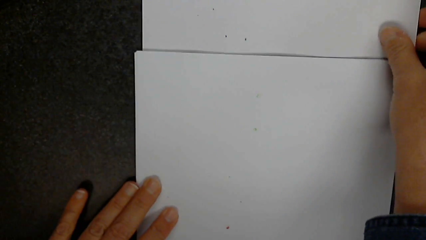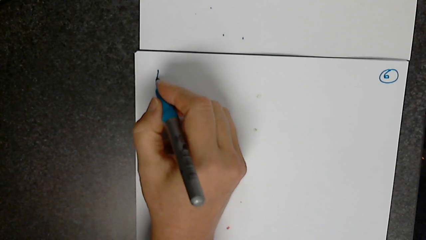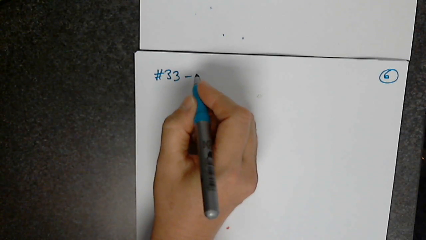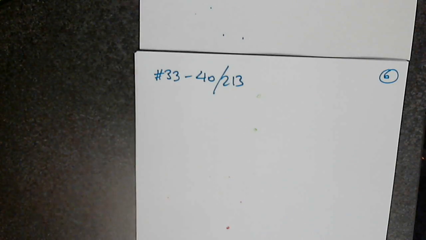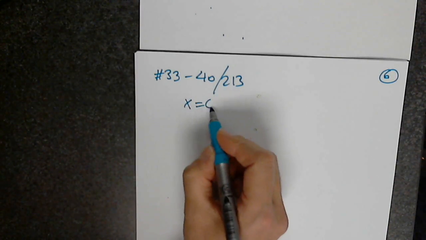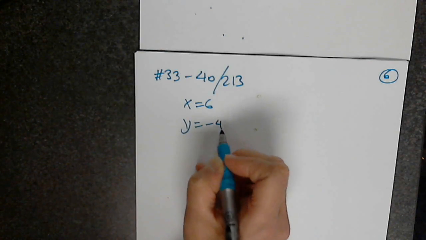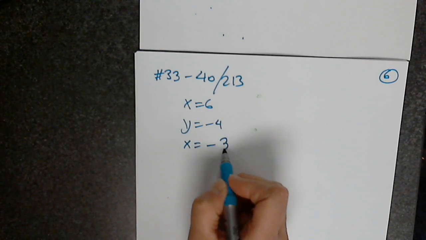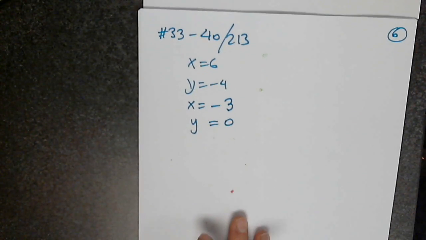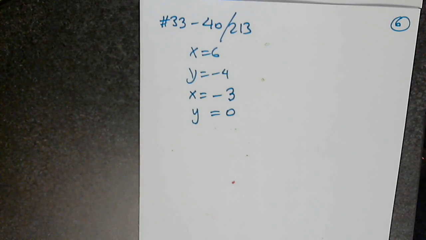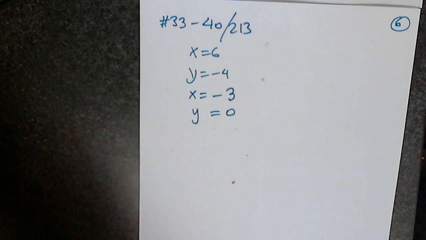I would like to copy a few equations, and I would like you to identify the slope for me. I'm copying from page 213, from problems 33 through 40 on page 213. And I'm copying x equals 6, y equals negative 4, x equals negative 3, y equals 0. I would like you to identify the slope of these lines.